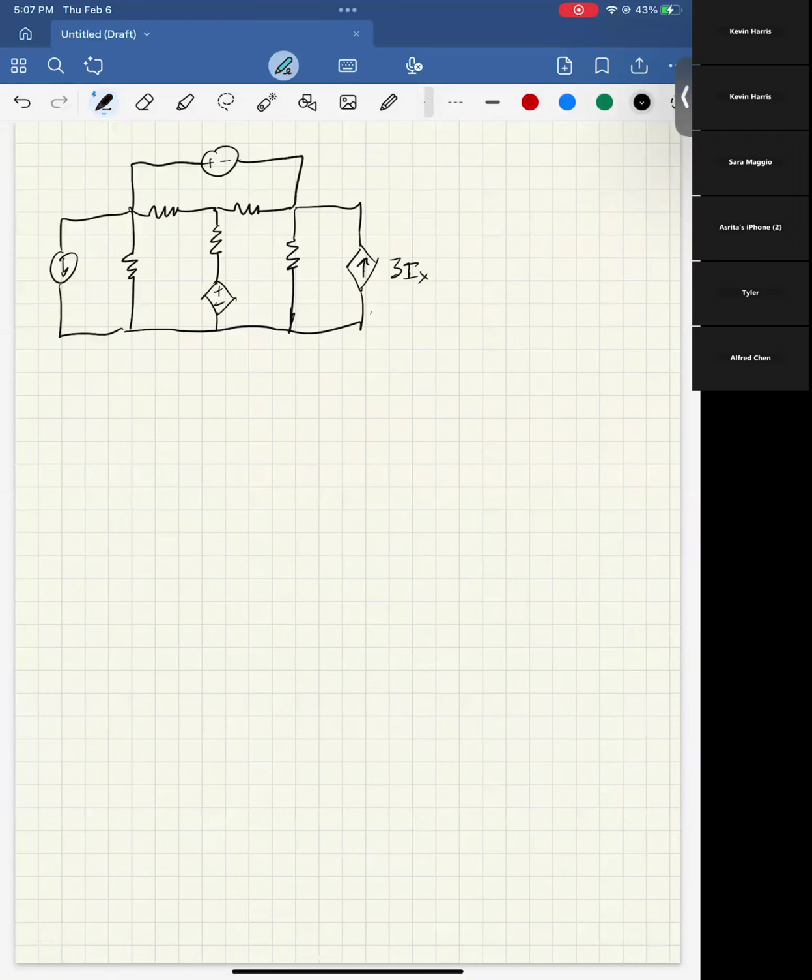Back to here. I will finish drawing the circuit. 6 ohms. Okay, so we have this, and there's a lot of loops, but we still do the exact same thing. Going to label all our currents, I1, I2, I3, I4, and I5. I forgot to label this voltage source. It's 12 volts. Okay.